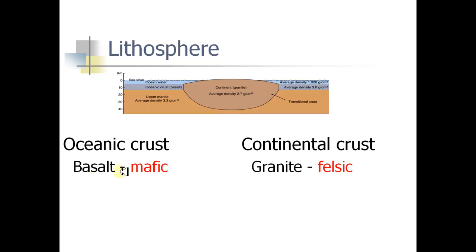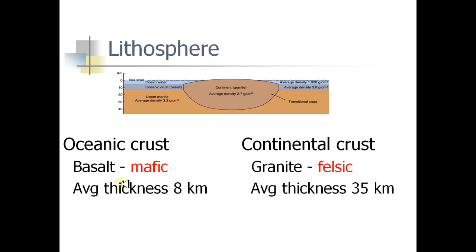Oceanic rock is made out of basalt, which is mafic. Continental rock is made out of granite and is felsic. Average thickness is about 8 kilometers. It can go down to very small, where the plates are being pulled apart. It can be a little thicker towards the continent. And then the continental rock has an average thickness of about 35 kilometers.